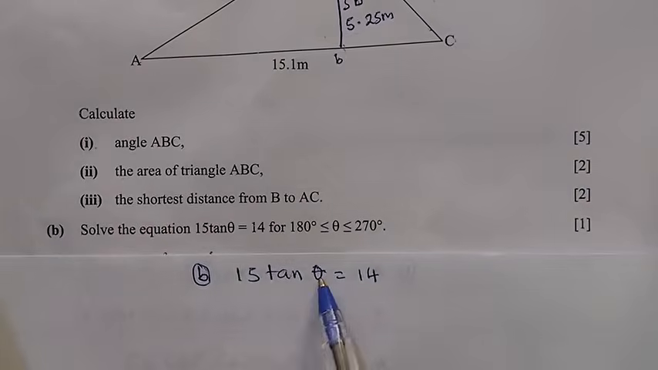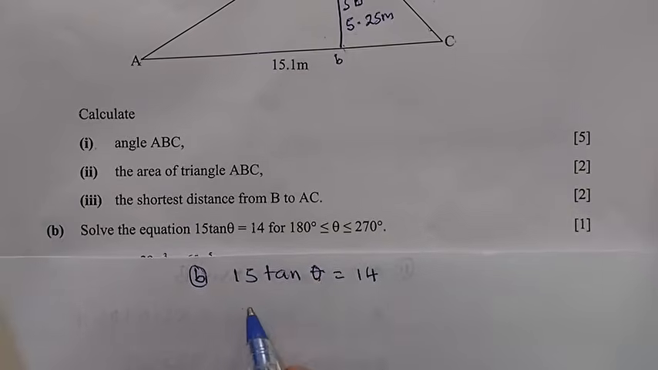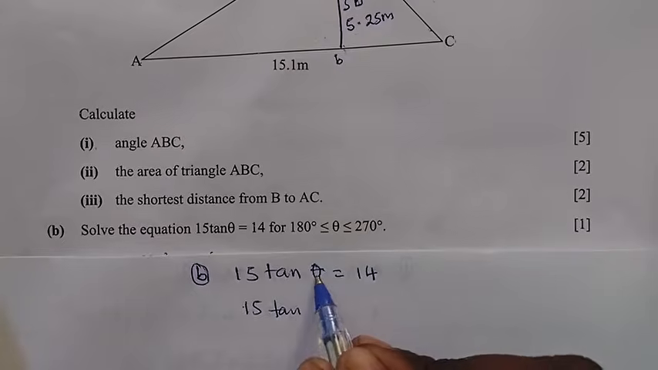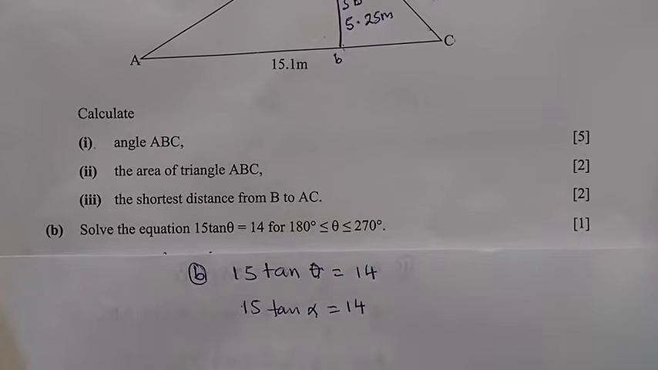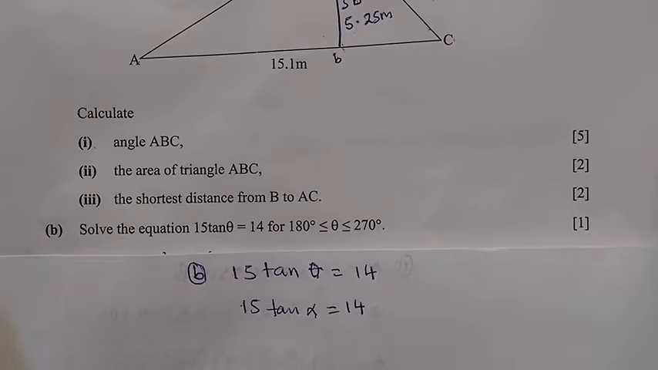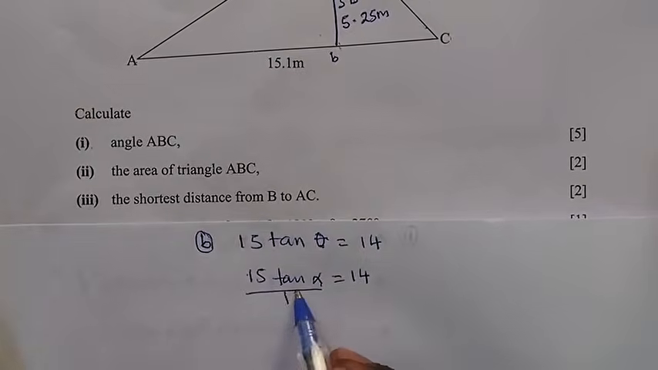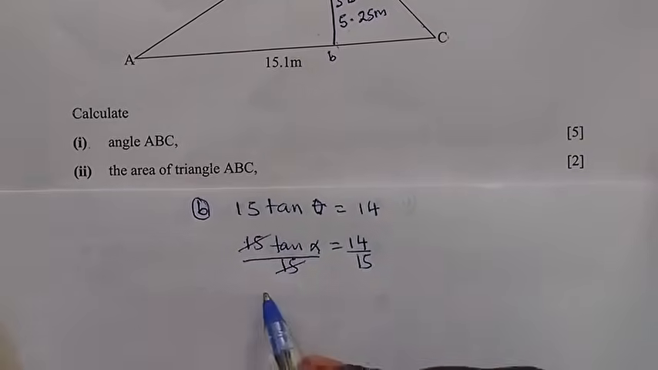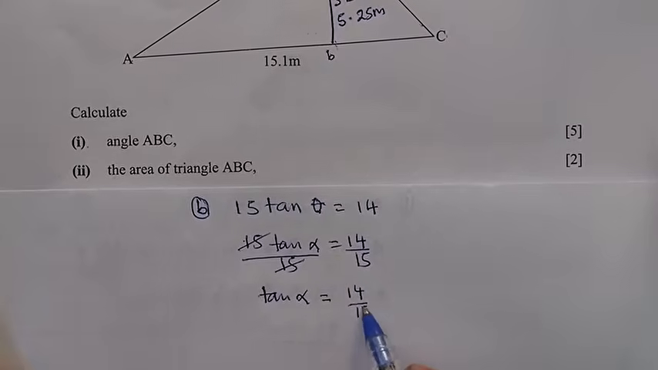So meaning that we need to find the angles for theta. So what you are going to do here is we are going to say, since we want to find the values of this angle, we are going to write it as 15 tan, then here I'll substitute this theta with alpha is equal to 14. So this alpha represents my basic angle, so that I use this basic angle to find the values of this theta. So from here, I will divide by 15. Even here we divide by 15. This and this will cancel. So I'm going to say tan alpha is equal to 14 over 15.